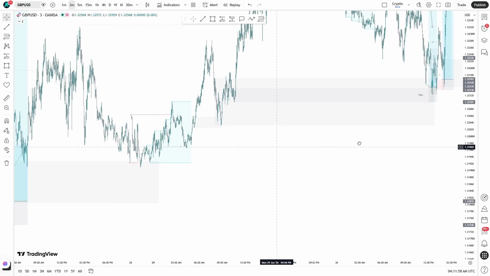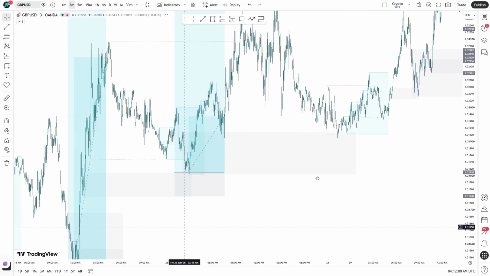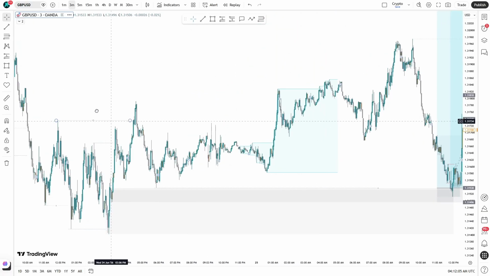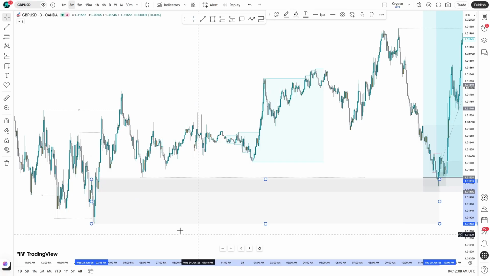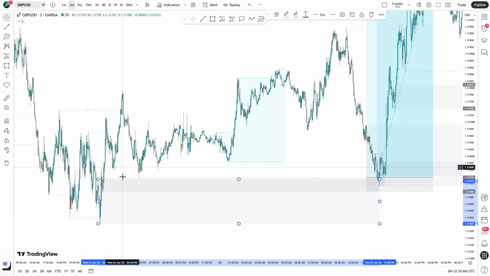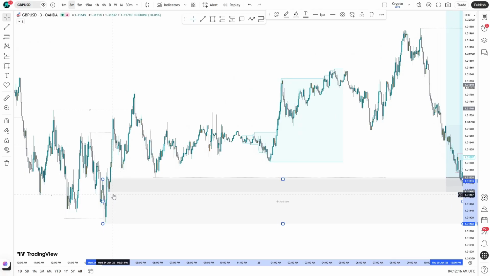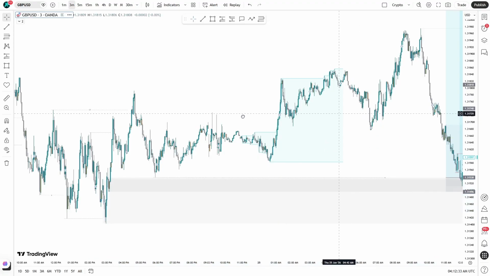Now, let me go back to one of these. If you look at this one and two, this is the high time frame demand. Now, there's another point of interest inside it, an inside bar point of interest, and that's the refinement. It is within this 1 hour demand zone.